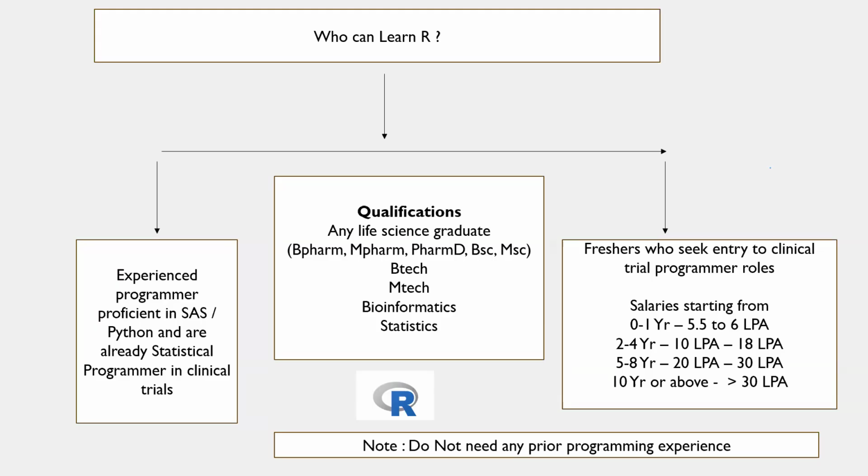And please note, for freshers who seek entry into clinical trial programmer roles, do not worry, you do not need any prior programming experience to learn R. Likewise, if you are already proficient in SAS and Python, more than welcome. You can learn in just one month. For freshers, it may take 30 days because they have to understand the fundamentals. So do not limit yourself by saying that I'm coming from a pharmacy background, or a banking background, I don't know programming. No. We make sure that we start our batches and train you from a very beginner level to an advanced programmer. So that challenge is on us.